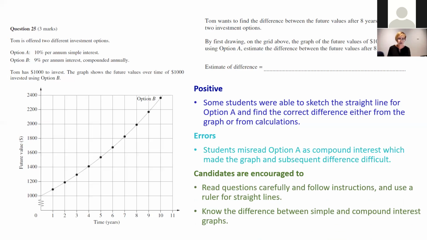So candidates are encouraged to read questions carefully and follow instructions and use a ruler for straight lines. There's that ruler again. Because up the top it says, by first drawing on the grid above the graph of the future values. And we did have a number of responses where a graph had not been drawn at all. And we want them to know the difference between simple and compound interest graphs, i.e. that the simple interest is a straight line and compound interest is your curve.